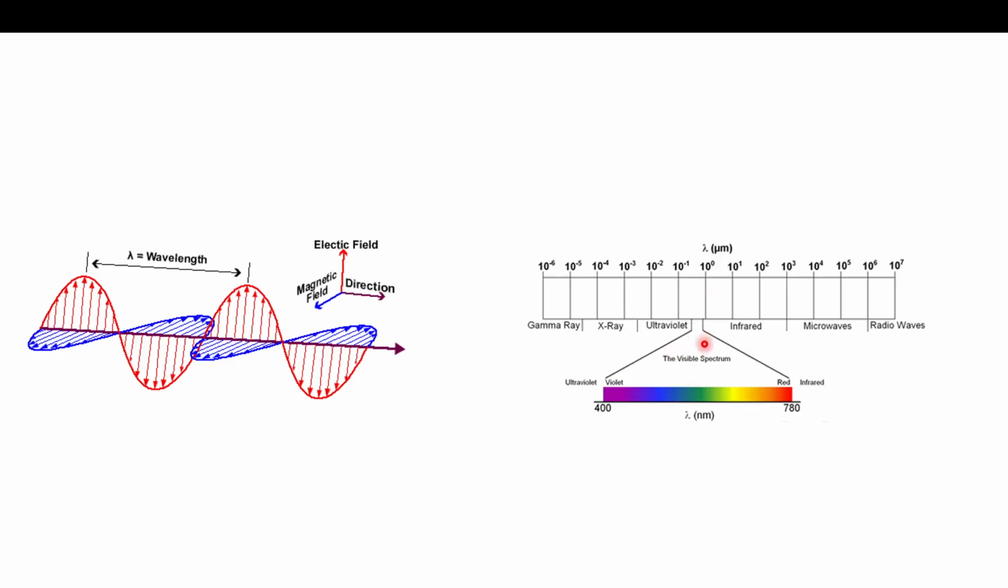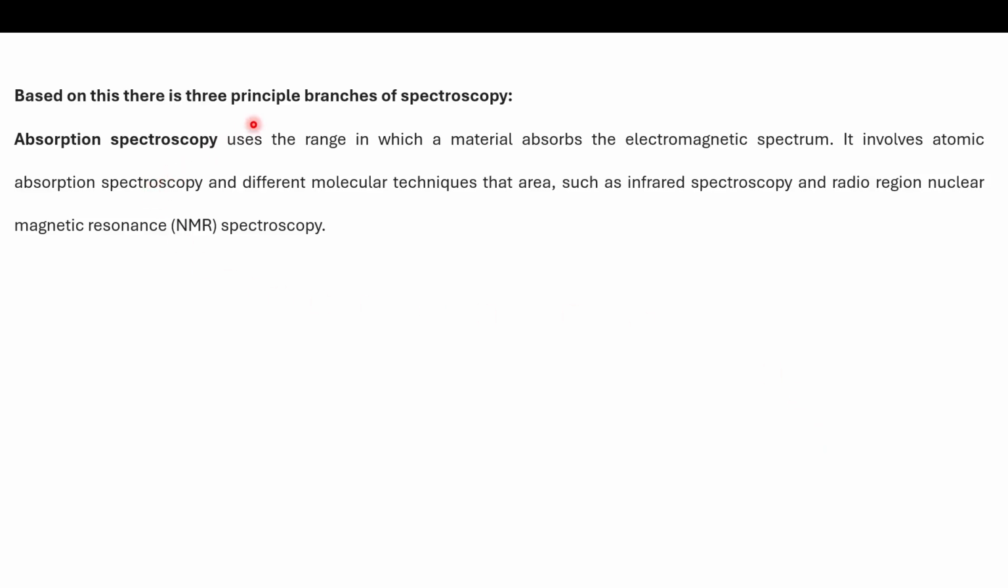Also in between, we have the visible spectrum lying somewhere in the 400 to 750 nanometer wavelength range. Based on this, there are three principal branches of spectroscopy. One is absorption spectroscopy, which uses the range in which a material absorbs the electromagnetic spectrum. It involves atomic absorption spectroscopy and different molecular techniques in that area, such as infrared spectroscopy. In the radio region, there's NMR spectroscopy.